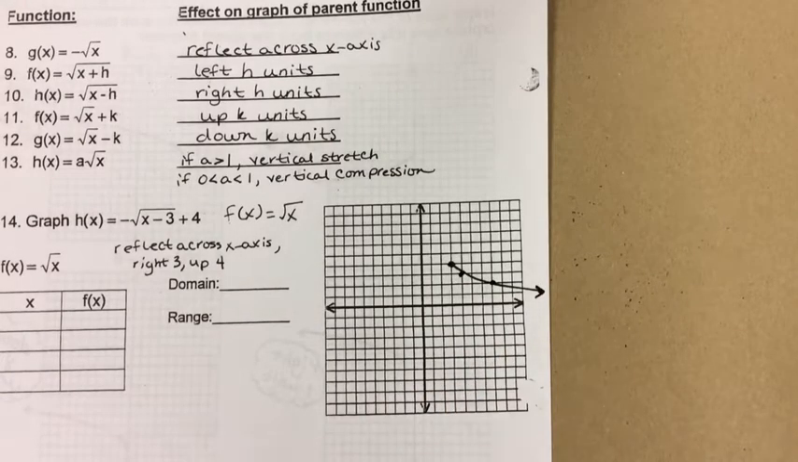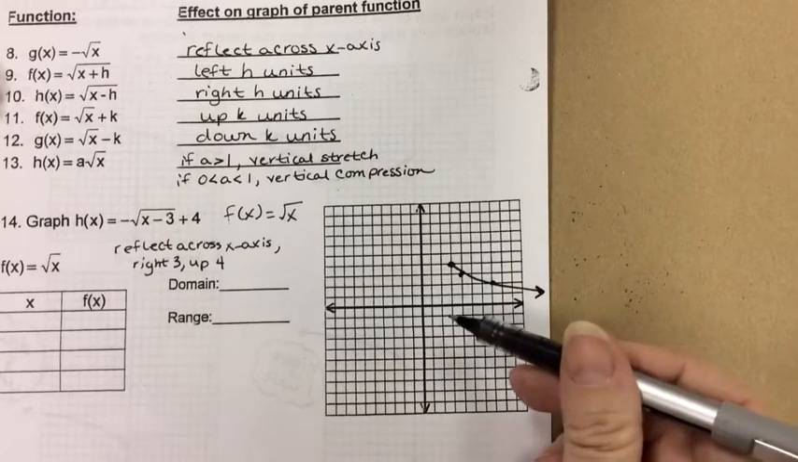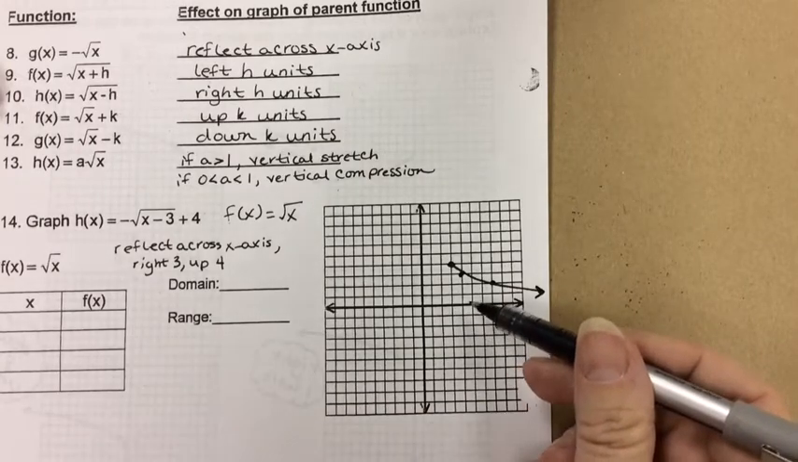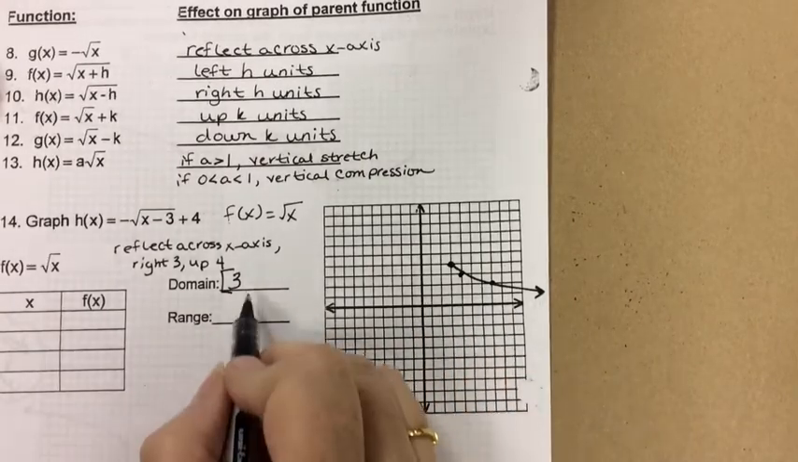And from that graph, I can get a domain and a range. The domain is, where is it on the x-axis? Well, how far this way does it go? It only goes to 3. So it goes to 3, and it actually touches 3, so that's a bracket, and it goes to infinity.